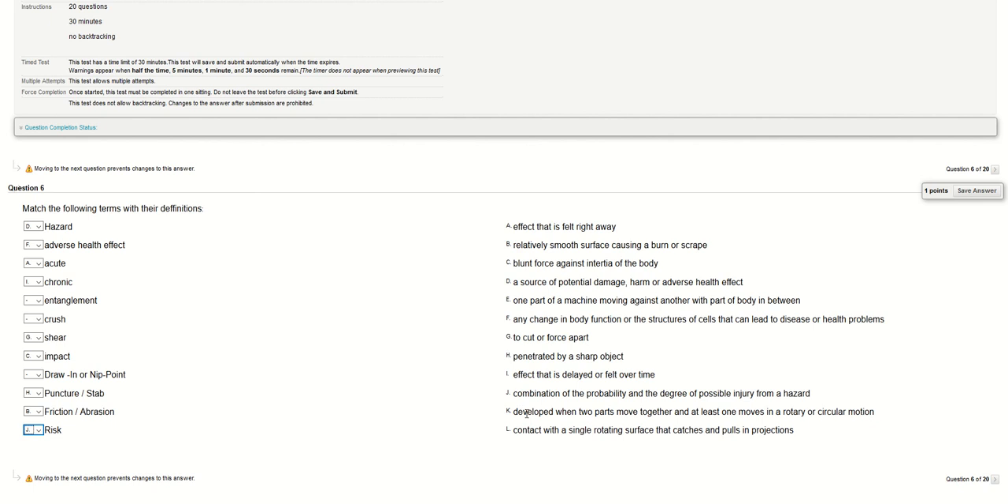Hazards that develop when two parts move together, at least one moving in a rotary circular motion, that is going to be the nip point or draw-in. Contact with a single rotating surface with pulls and projections, that is entanglement. Now let's go back to this one here. One part moving against another with body in between, that's the crush.